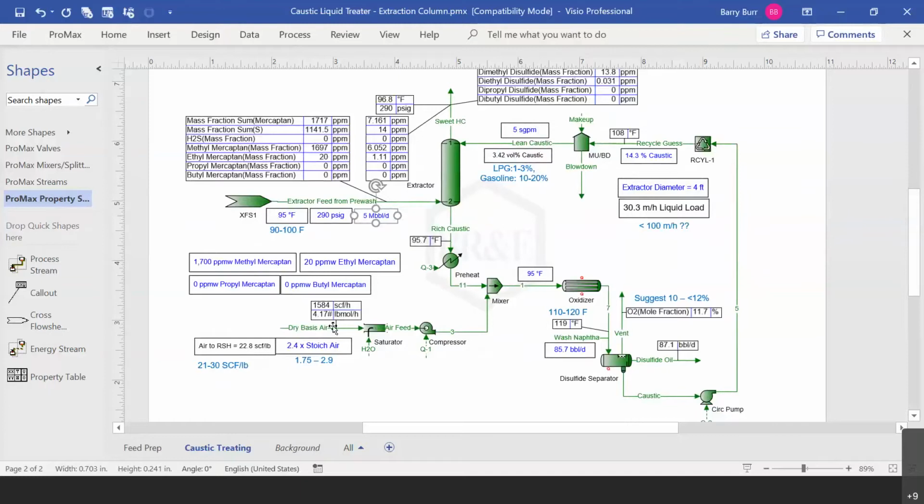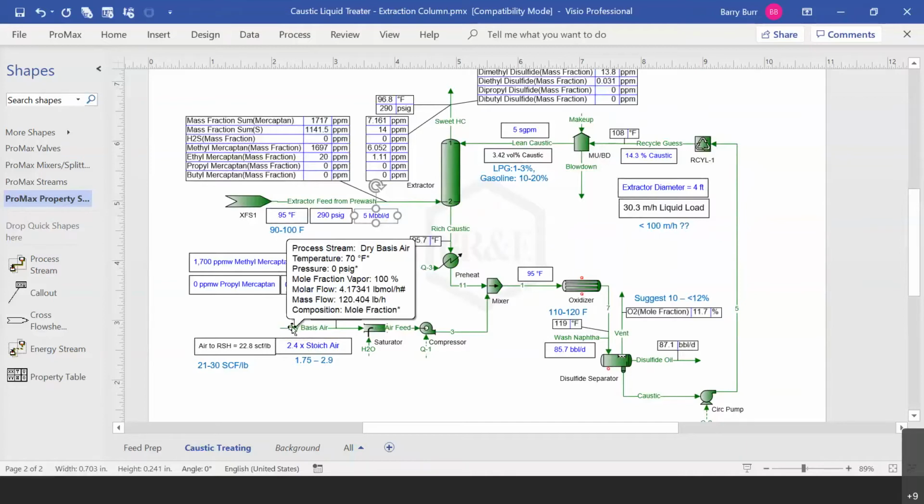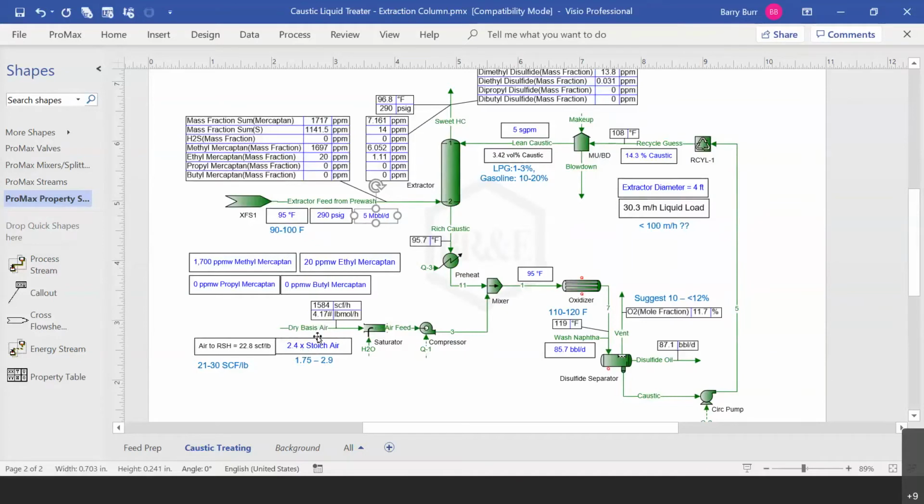So the first one I would like to talk about is the stoichiometric air to mercaptan ratio. There's a certain amount of oxygen that's required to oxidize all of the mercaptan that are extracted into the rich caustic. And here is where we set the amount in addition to that we want to supply. The typical range for the stoichiometric ratio of air to mercaptan is between 1.75 and 2.9. And right now we have set this to 2.4. When you do that, it automatically calculates the amount of air required to produce that stoichiometric ratio.